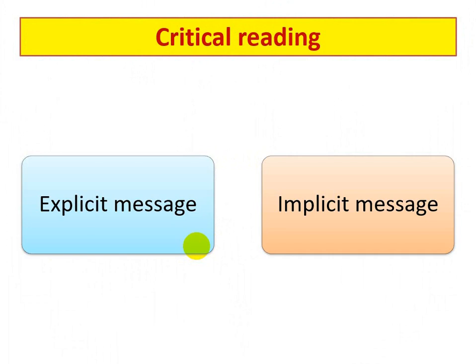During critical reading, you have to be able to distinguish between the explicit message, the message which is clear enough, and the implicit or implied message. So any piece of writing or any piece of text usually has two messages. The first one is more clear, and this is called the explicit message, and the other one is hidden behind or between the lines of the text, and this is called the implicit or unclear message.